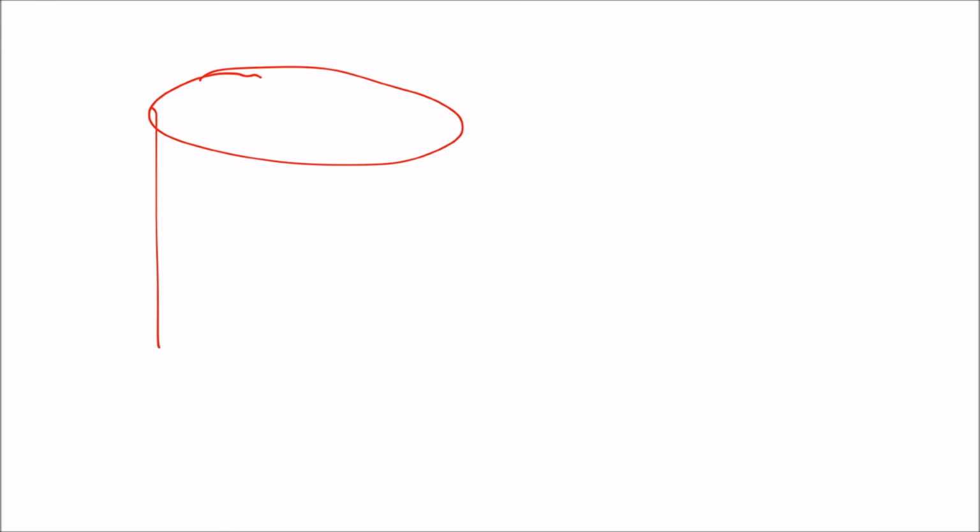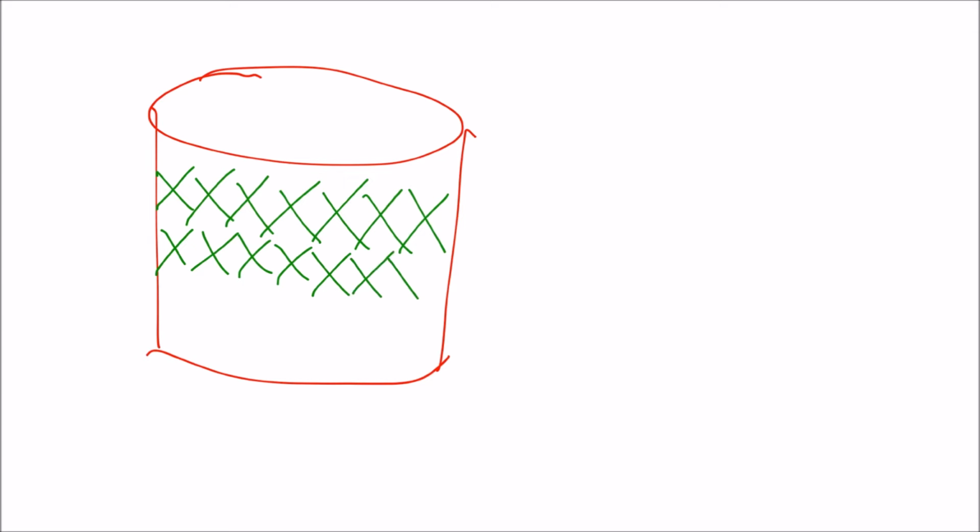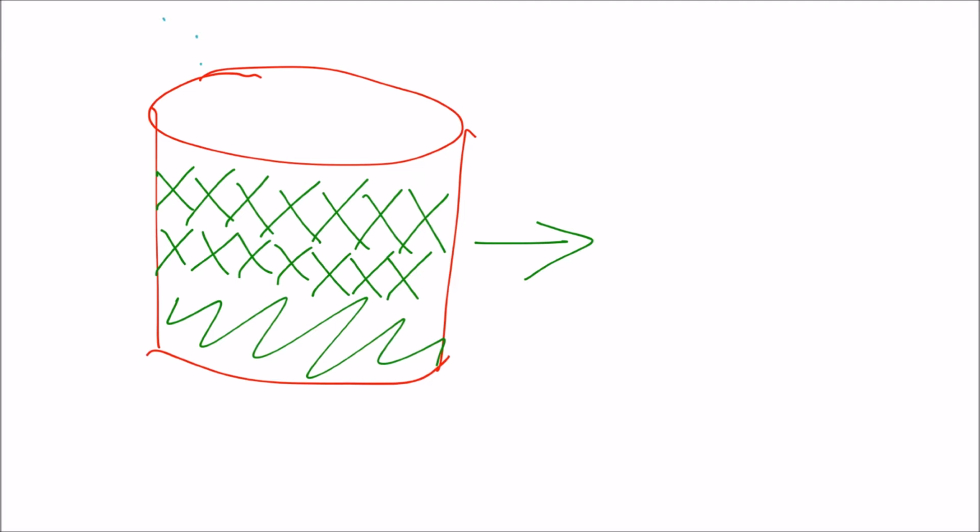Alright, we have a container here, and in this container we're going to put some liquid, and I'm going to represent these molecules with X's. So let's say that this is water, and every X represents one H2O molecule. Right now we have a pure substance, and I'm just going to fill in the rest with water. Now let's say that I start adding some salt molecules into this liquid here.